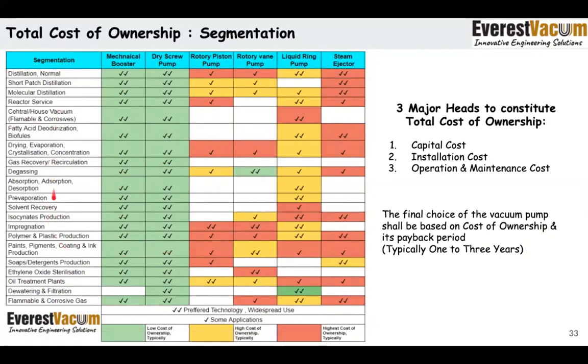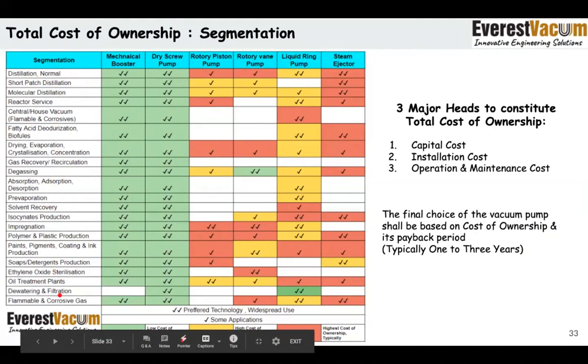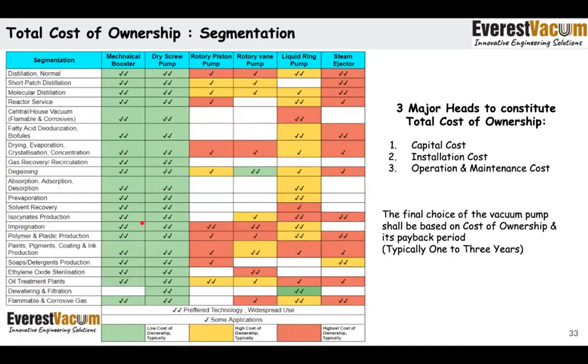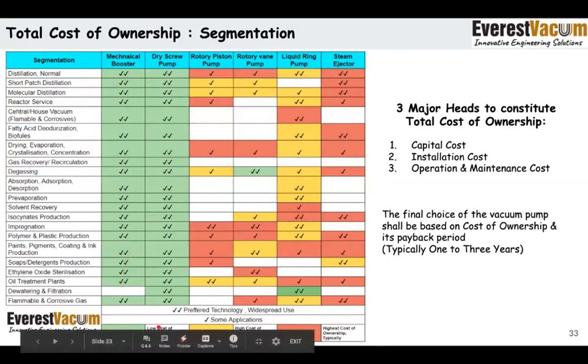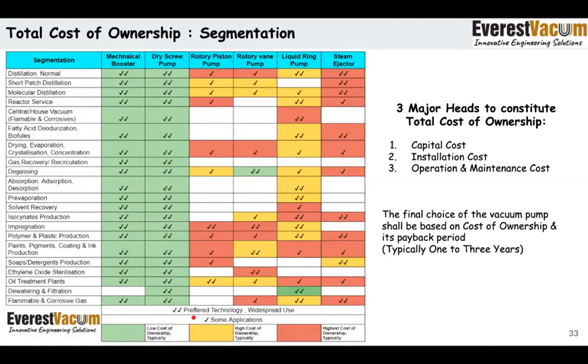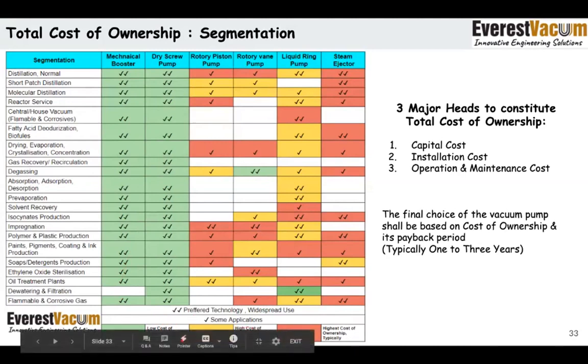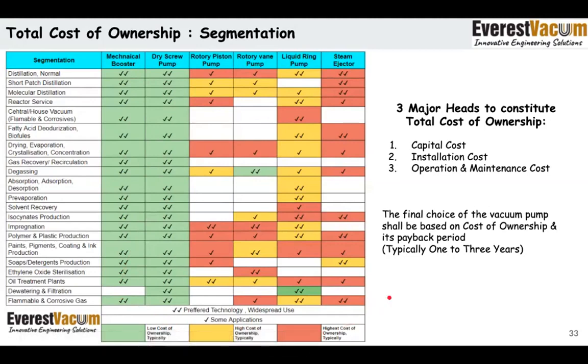These are the various segments where these pumps are popular. And as you can see, in most of the applications, dry pumps are or can be a good choice. The green category specifies low cost of ownership, then medium cost of ownership, and then you have high cost of ownership, calculated over a life cycle, typically 5 years.